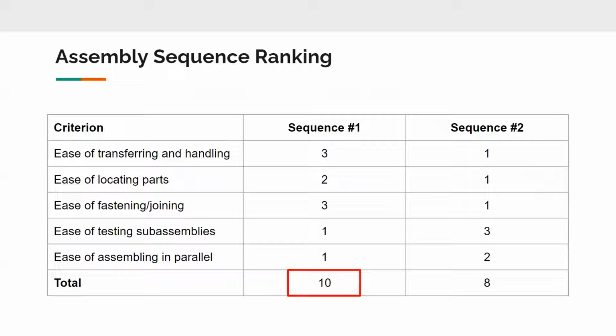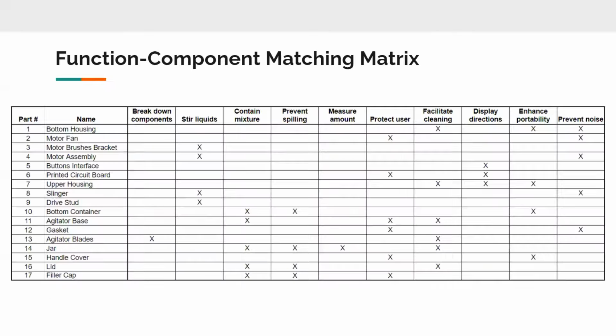We compared both sequences, and as you can see here, we rank them accordingly with these qualitative categories. And we have 3 as the highest and 1 as the lowest. And as you can see here, sequence number 1 was the highest winning sequence.